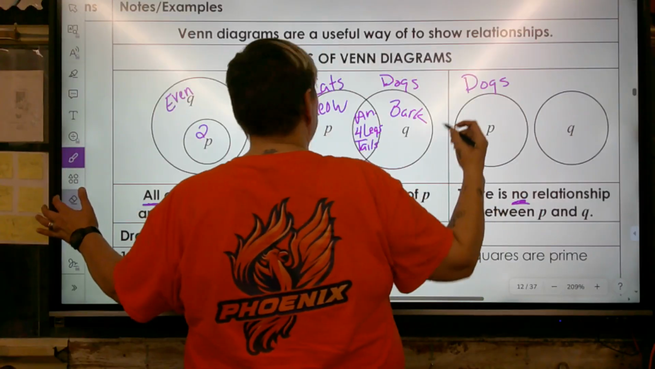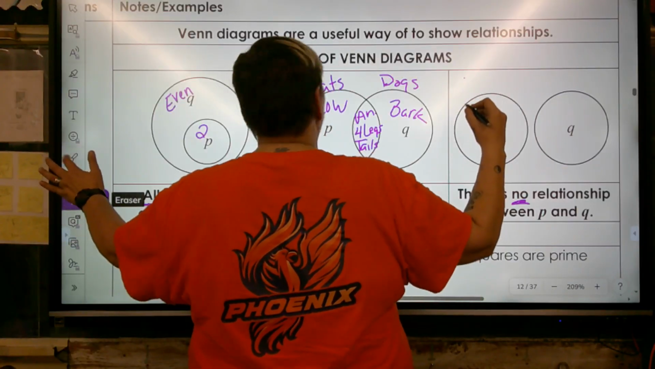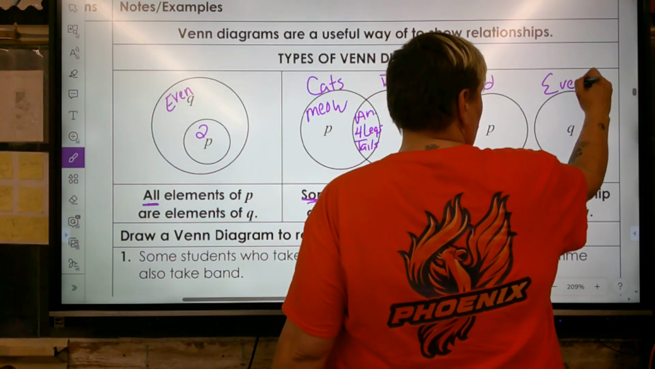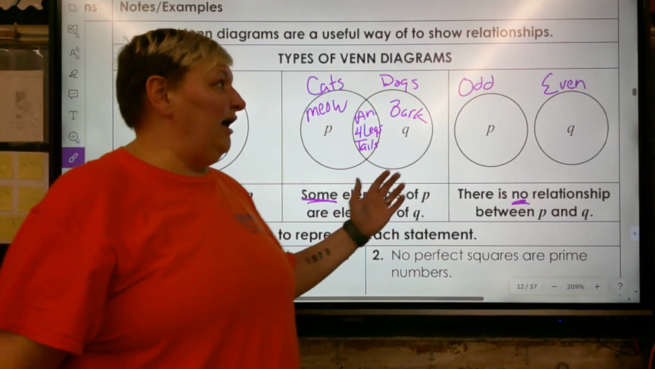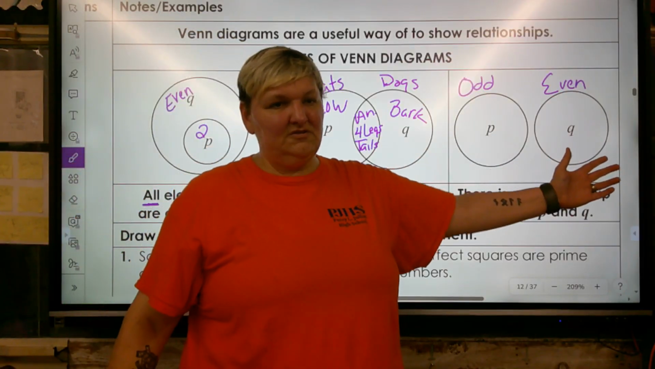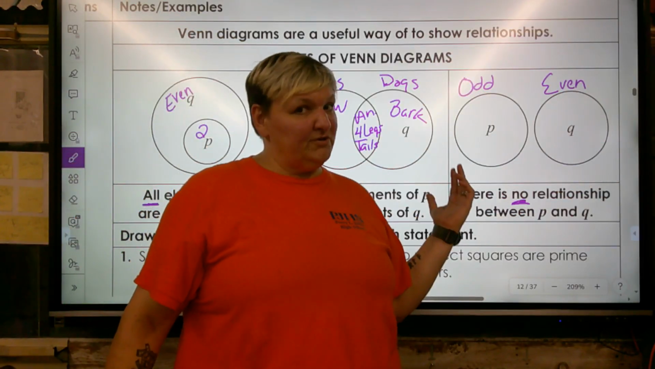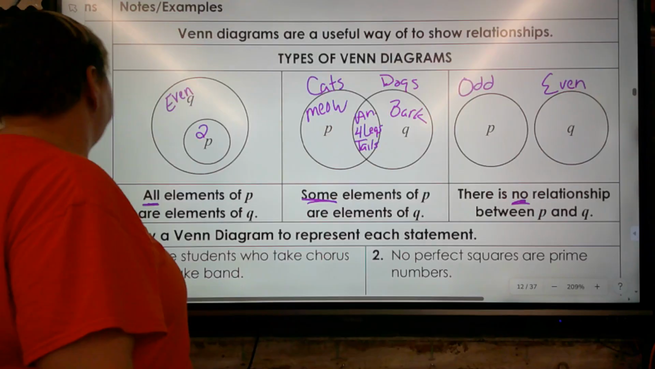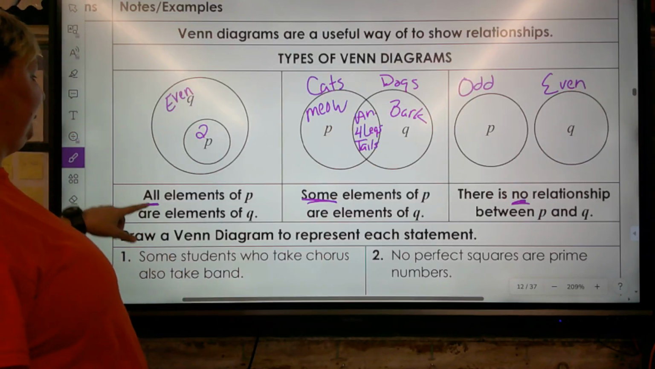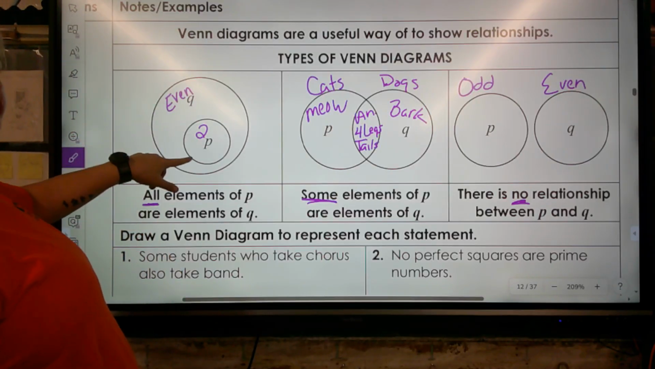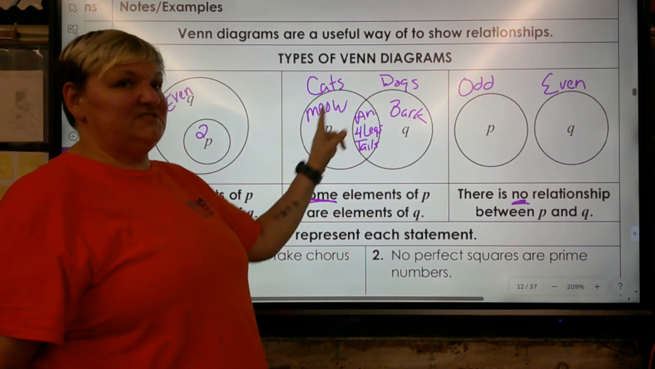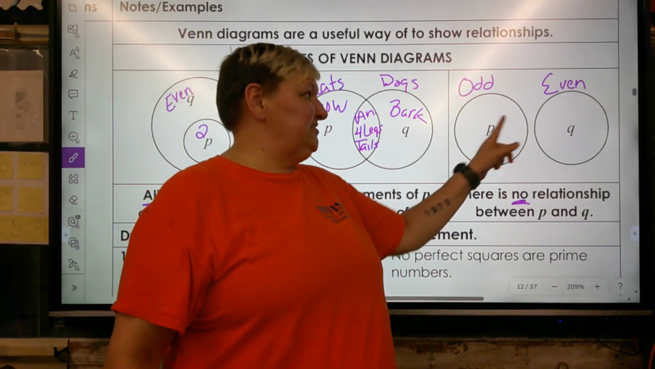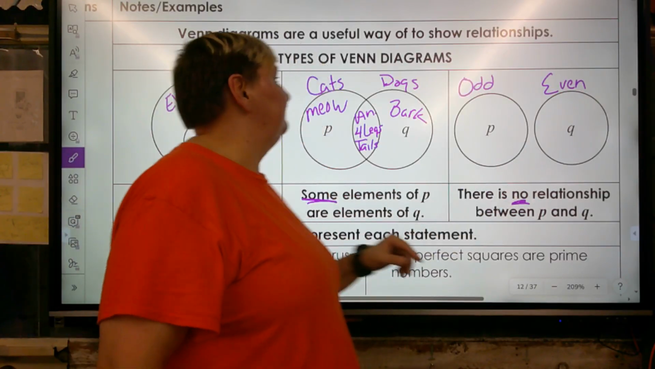And you could do something obvious, right? Odd numbers, even numbers. There are no odd numbers that are also even numbers. There are no even numbers that are also odd numbers. They are 2 separate categories, right? So look for the key terms. All means you can combine them. Some means that there is some overlap. And no or never means there is no overlap.